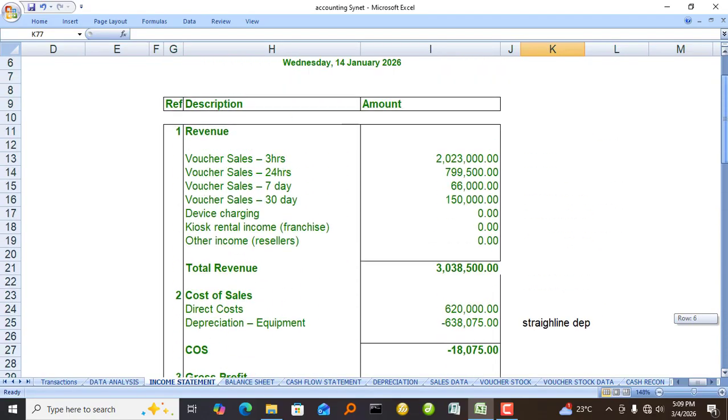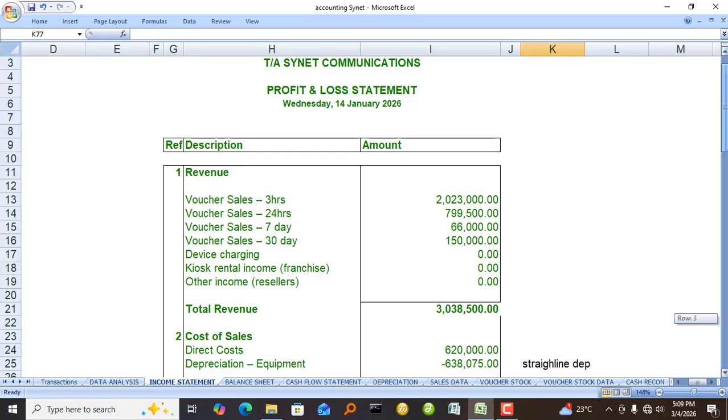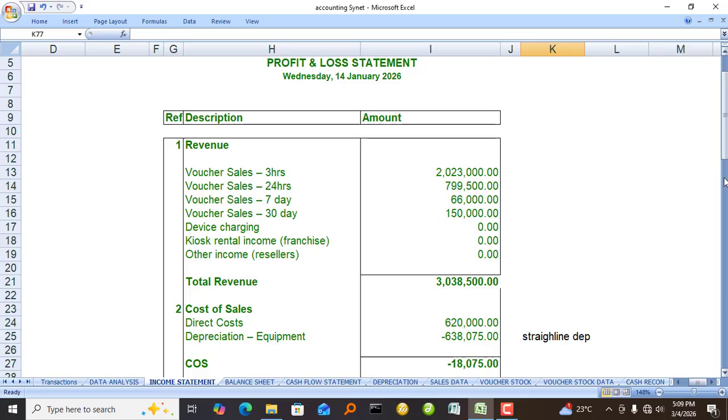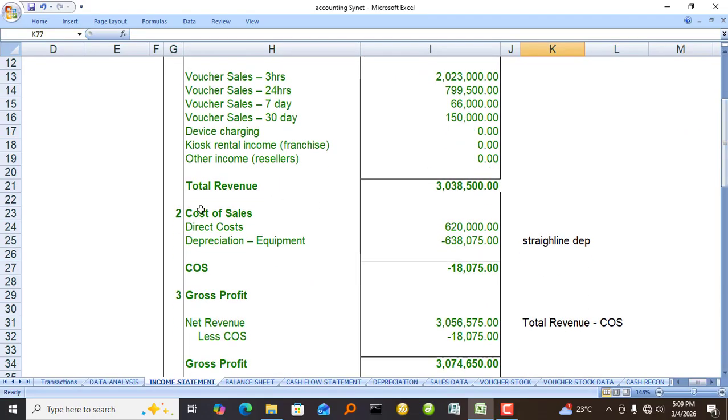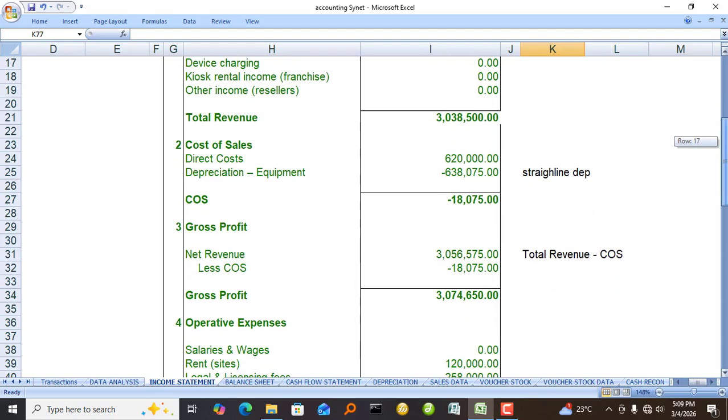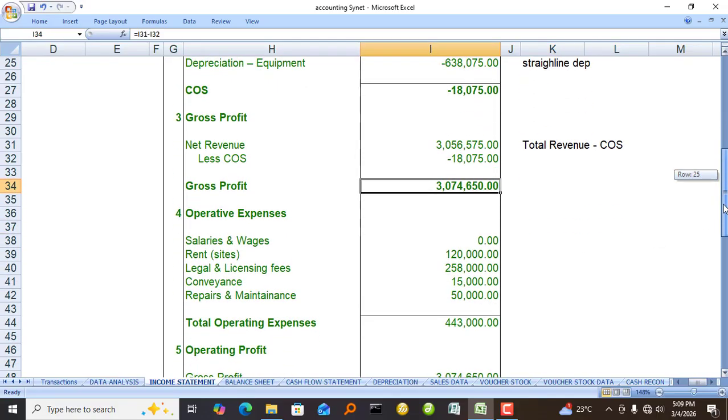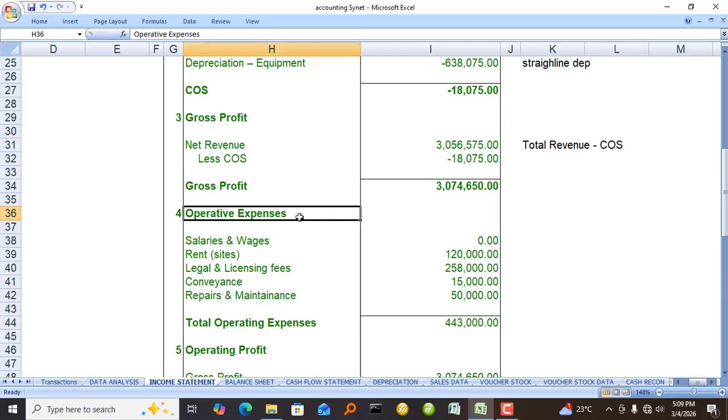I had to make some corrections there on the depreciation, but that is it. You first make your total revenue, which you get from your sales. For vouchers, I showed you the sales data. Then you get your cost of sales. You remove it from the total revenue. After that, you calculate to get net revenue. Then you get the gross profit, the net revenue minus cost of sales, which we got here. Now when you have a gross profit, you move on to operating expenses. You get your total operating expenses.